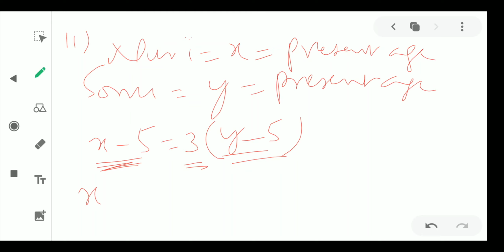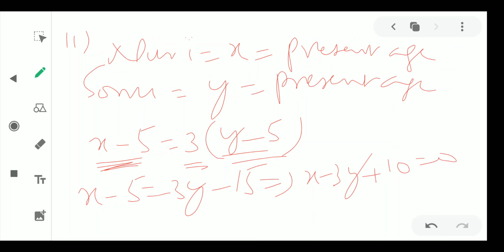From this, X minus 5 is equal to 3Y minus 15. So this implies X minus 3Y, if I bring minus 15 and minus 3Y to this side, minus 3Y plus 15. Plus 15 and minus 5 will be plus 10. So X minus 3Y plus 10 is equal to 0, equation 1.